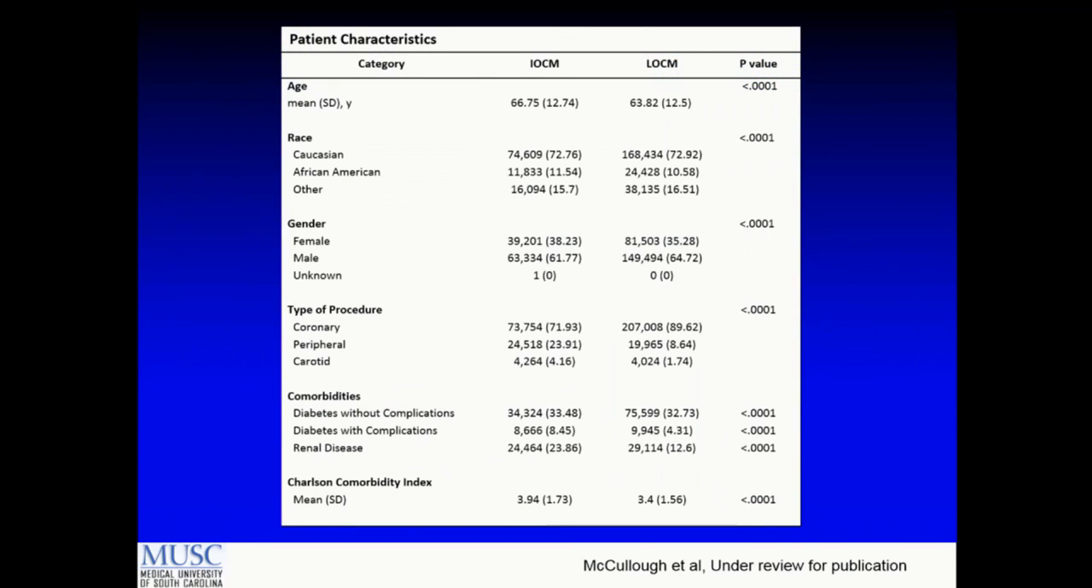Here are some patient characteristics. You'd note that patients who received iso-osmolar contrast media were older. A higher number underwent peripheral procedures primarily. They had diabetes with or without complications, renal disease, and they appeared to be sicker based on the Charlson comorbidity score.